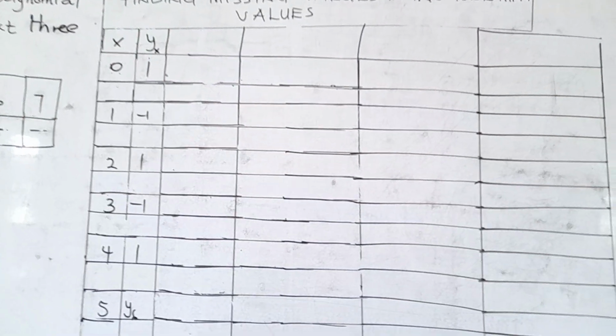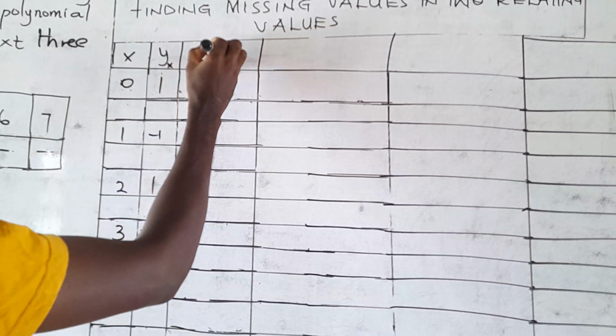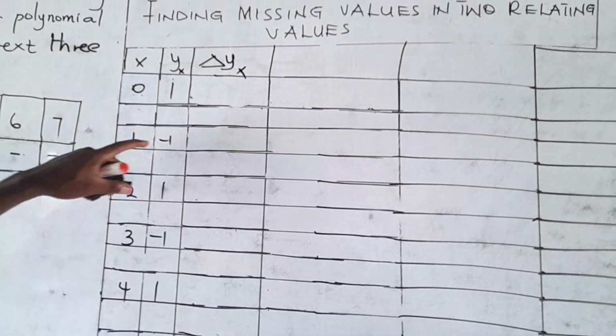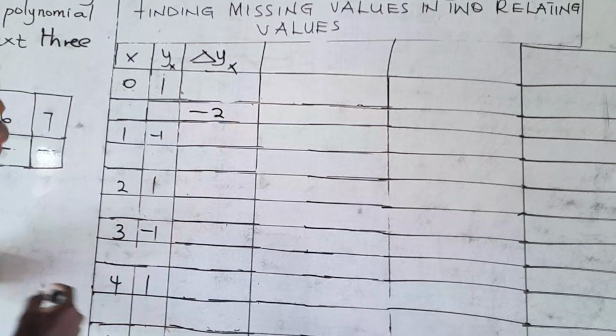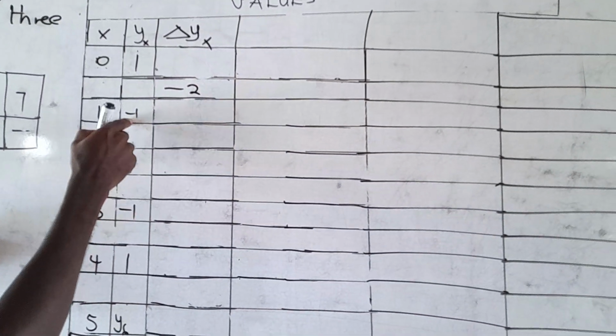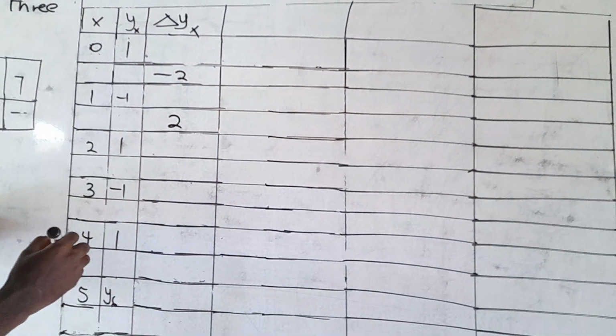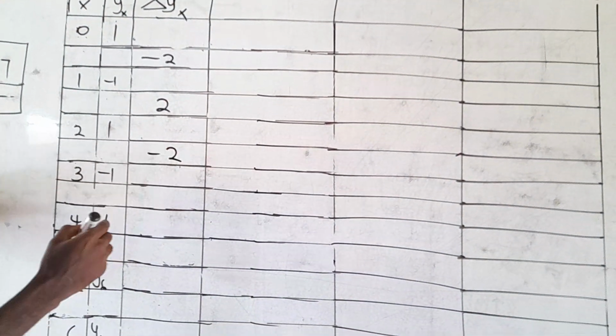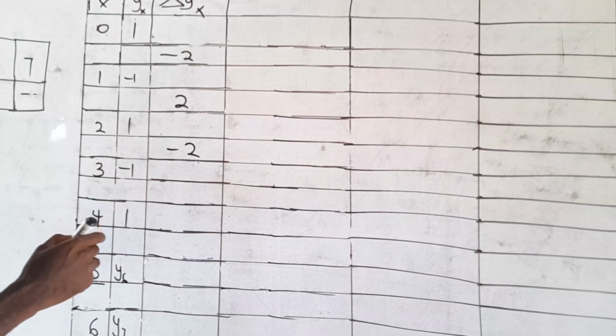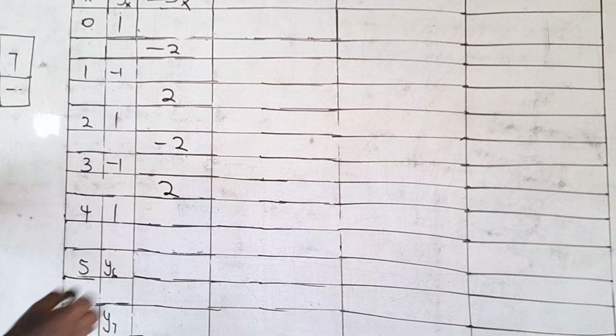So we find the first difference. That's delta y subscript x. So negative 1 minus 1, that will give us negative 2. 1 minus negative 1, that will be 2. Then negative 1 minus 1, that will be negative 2 again. Then 1 minus negative 1, that will be 2.